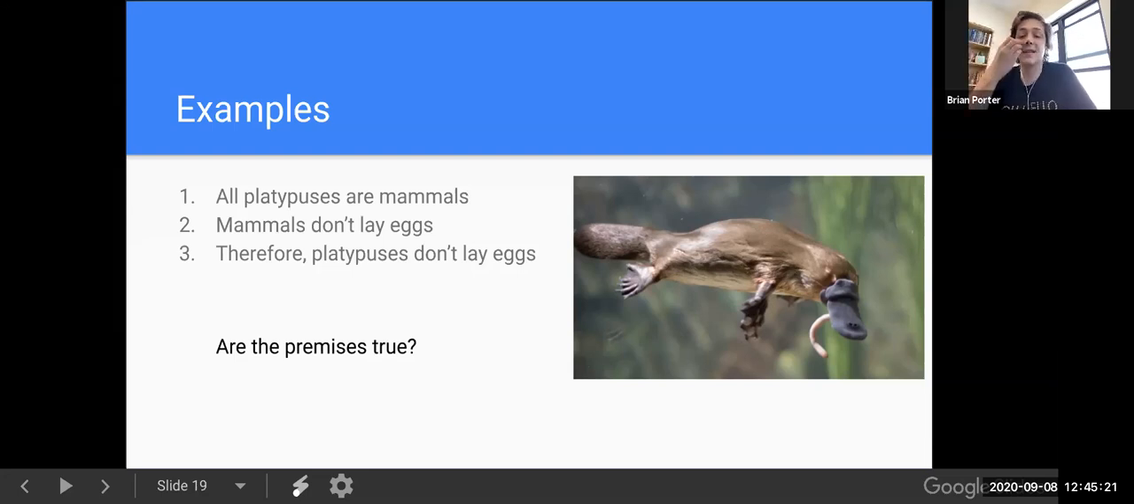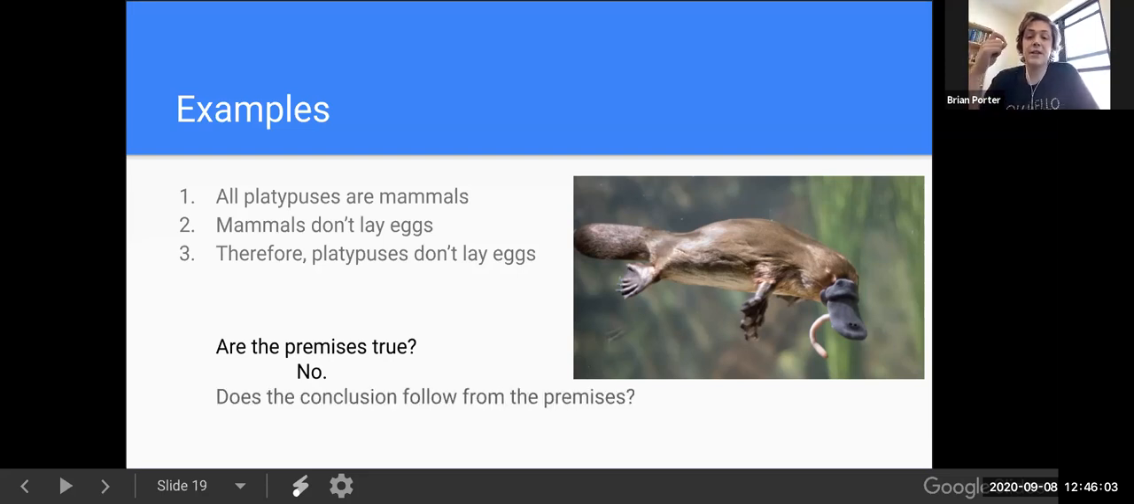Well, premise one, as I said, is true. Platypuses are mammals. Every platypus is a mammal. But premise two is false. Some mammals do lay eggs. The echidna, for example, lays eggs. And the platypus lays eggs. It is an egg-laying mammal, just to add to its list of weird qualities. So premise two is false. So we have one true premise, but one false premise. And the false premise means that we have to answer no. The premises are not true because they're not all true.